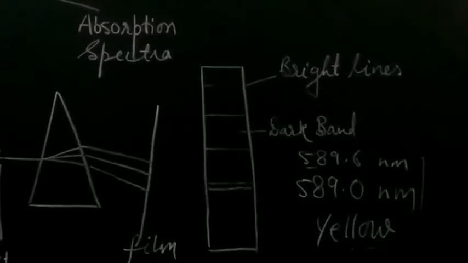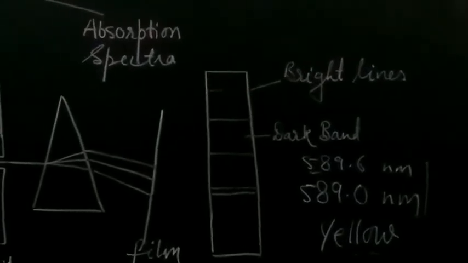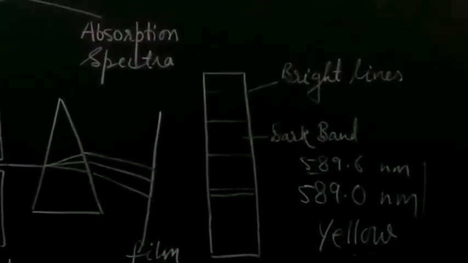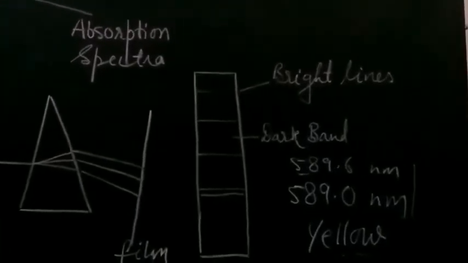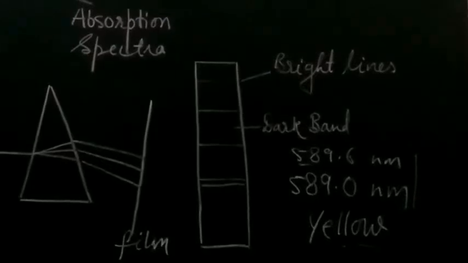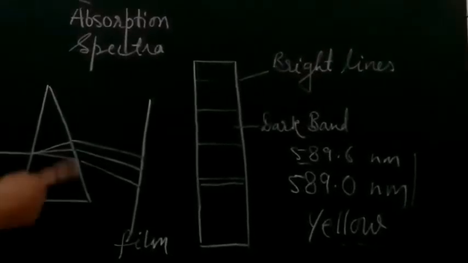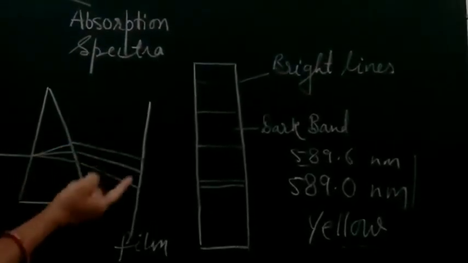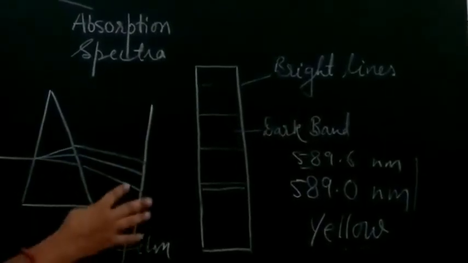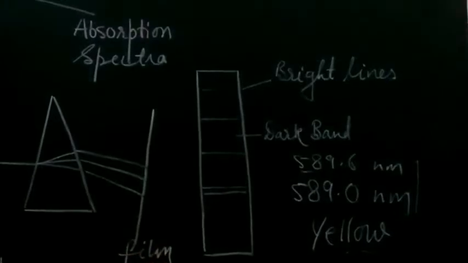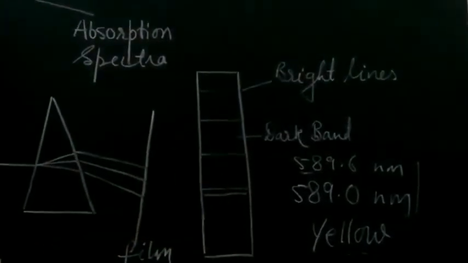So I think this is clear that the emission spectra is obtained when the element at its atomic level is excited, and then we get the radiation emitted out. When those radiations are made to fall on the prism, the dispersion will take place and the light is going to split up. When this spectra is obtained on the developed photographic film, we will get the bright lines.